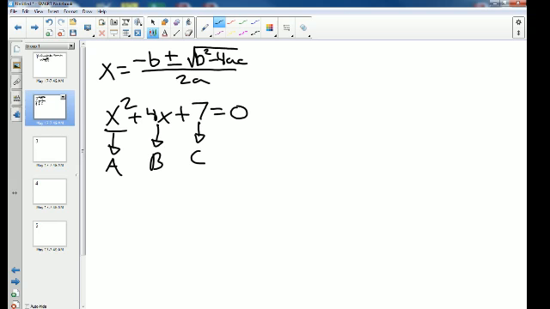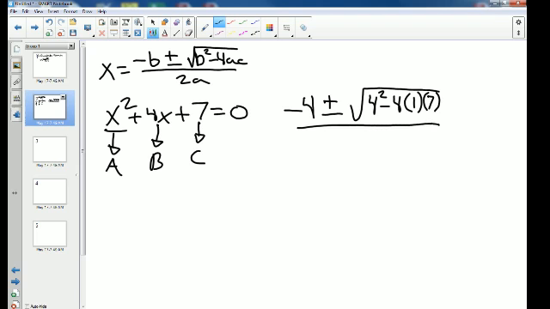So you want to plug that into the equation, which is going to come out to negative 4 plus or minus the square root of 4 squared minus 4 times 1 times 7, over 2 times 1. From there you're going to simplify, doing everything within your square root first.